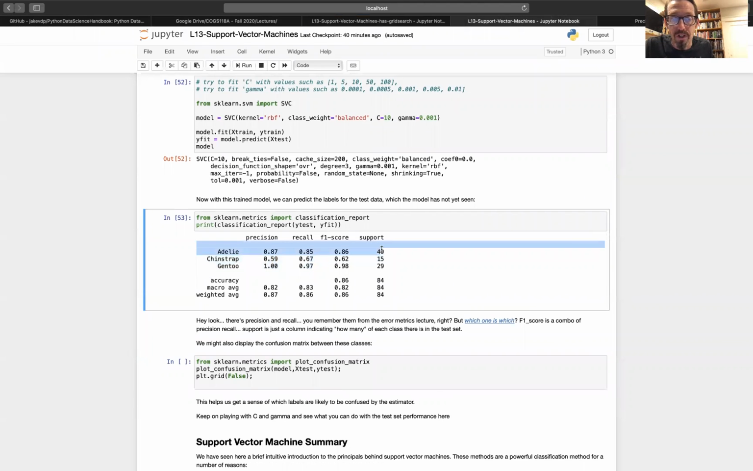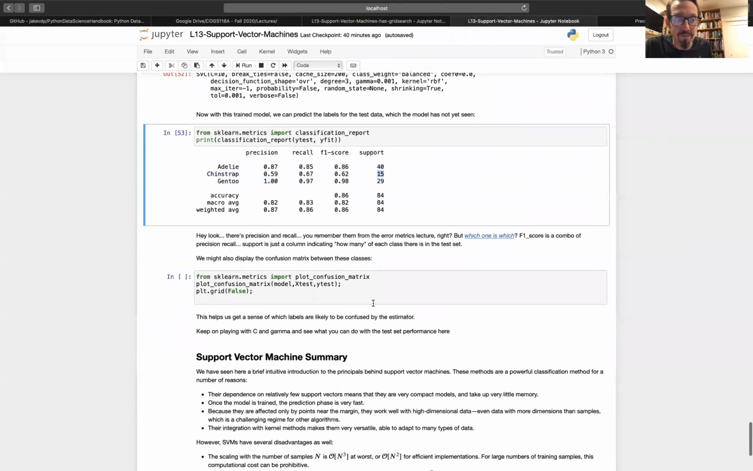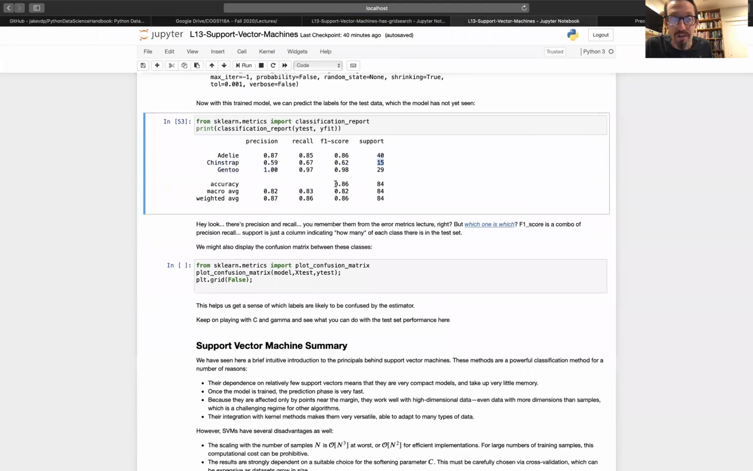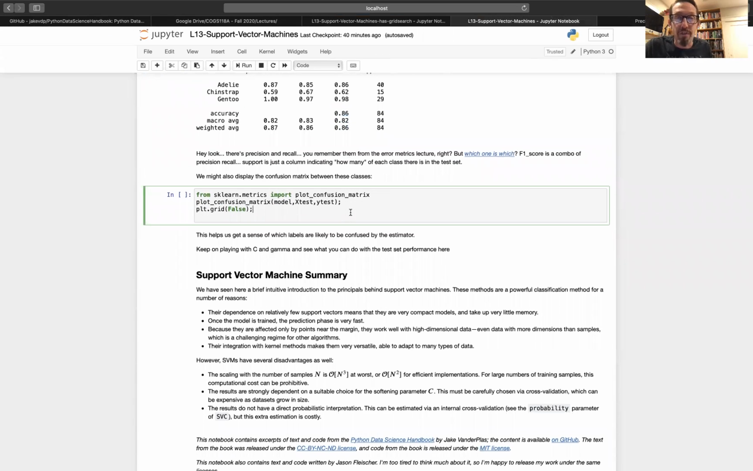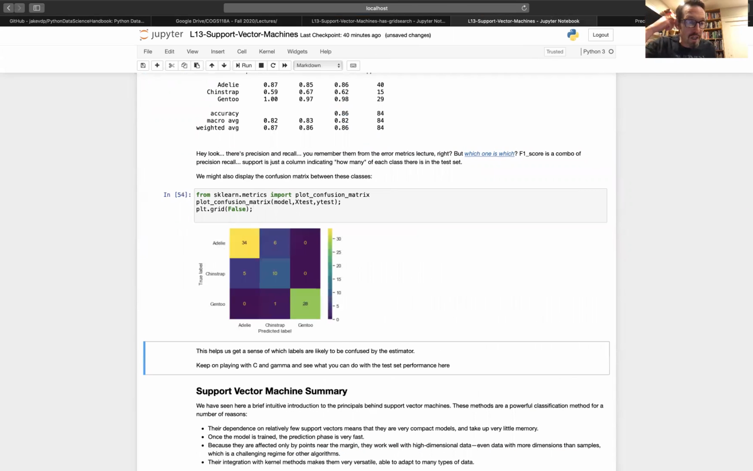Support here just says how many of these classes there are, how many exemplars of the class there are. So there are 40 Adelies and 15 chinstraps in our test set data. Okay, and accuracy is exactly what it sounds like. We were 86% accurate on the test set. Okay, now which ones did we confuse, right? We have 3 classes here. Which one did things get confused with?